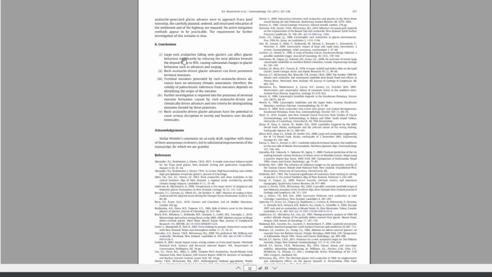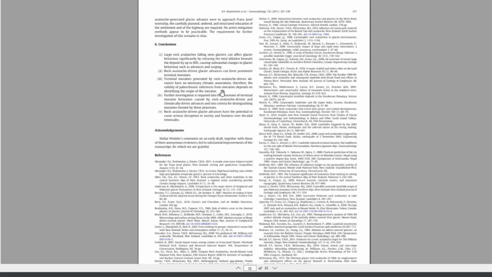So we're talking about how large rock avalanches can fall down onto the glacier and affect its behavior significantly. So this caused this premature kind of re-advance. These rock avalanche driven moraine advances can form terminal moraines. They not necessarily have a climatic association. And in my thesis, you can have a look if you become interested in all this topic I talked about.